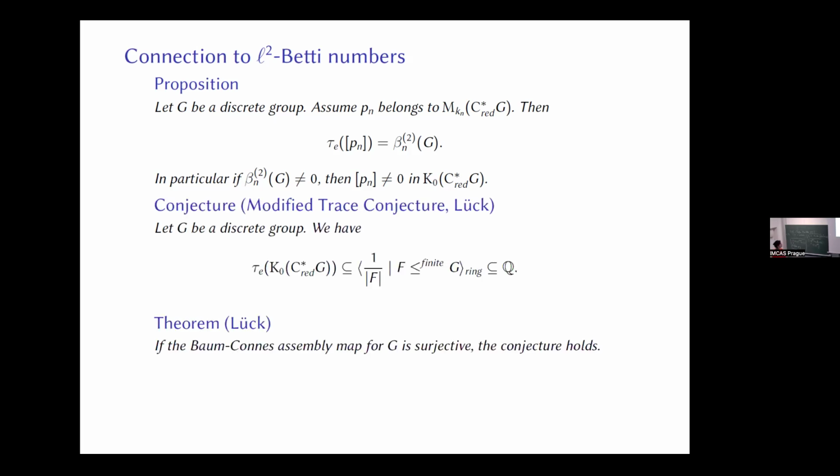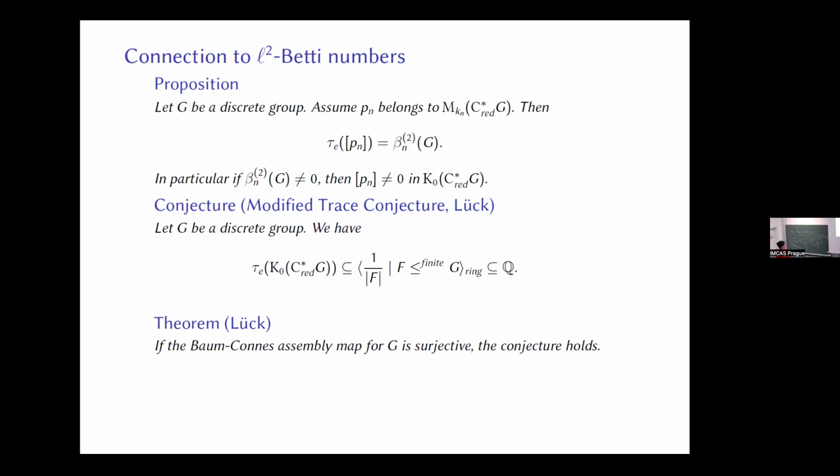And now there is a conjecture by Lück describing the image of this trace induced on the K-theory level, or generalized to the K-theory level. The conjecture is that such a trace pairing lives inside the subring of Q generated by the inverses of the orders of finite subgroups of G.